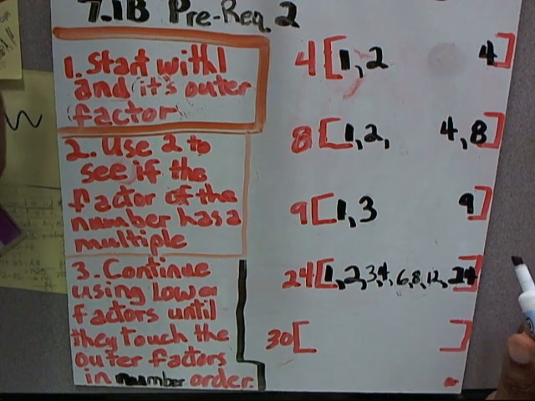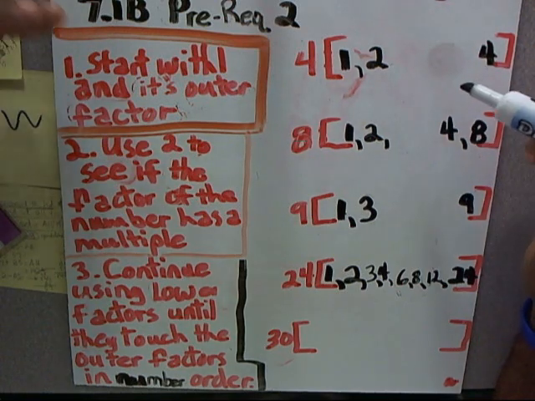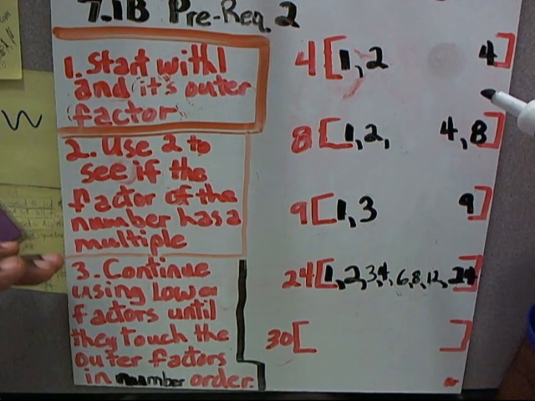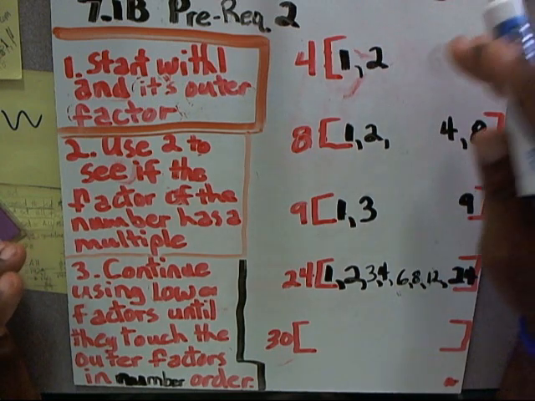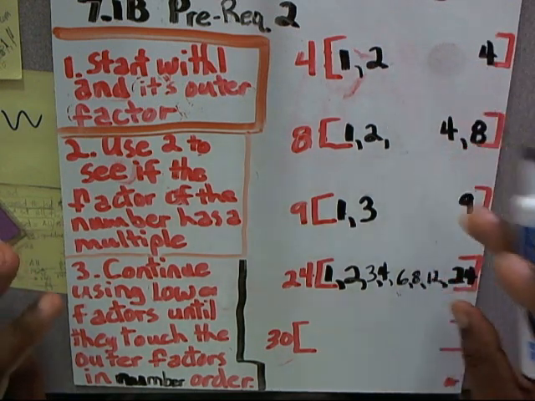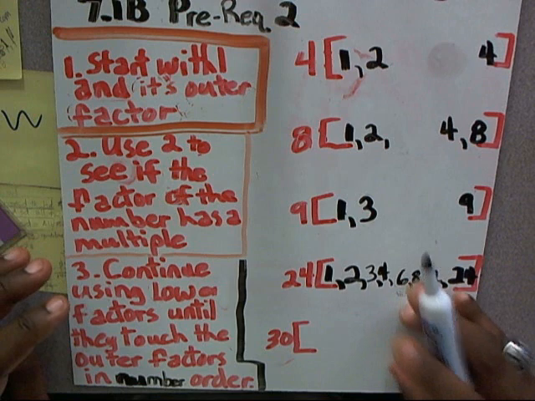So the last one, I want you to attempt the last one. On your paper, you're going to write out these steps, these 3 steps, and then I want you to work these that I've worked, and then I want you to do 30.